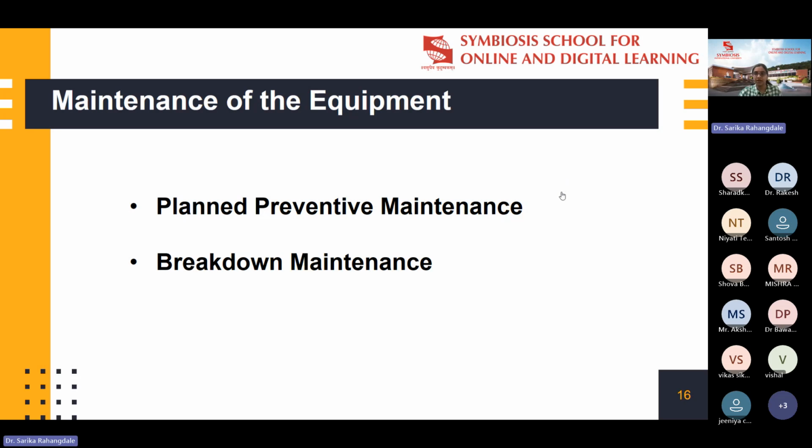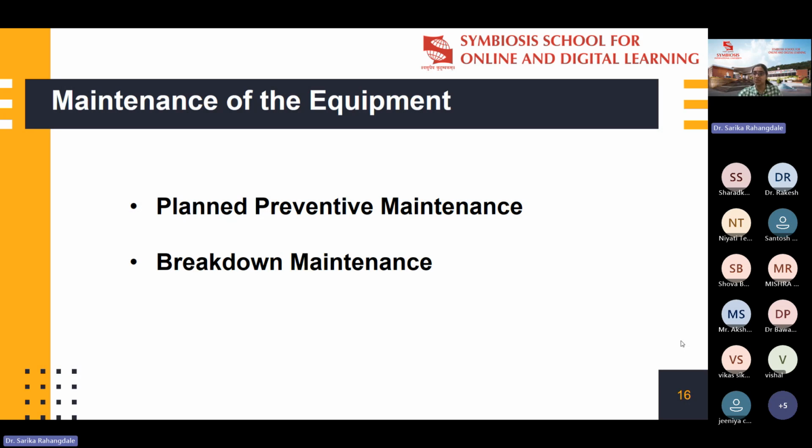Next is breakdown maintenance. The name itself shows that breakdown maintenance is usually done whenever a particular piece of equipment is in service and, while offering its service, it breaks down, right? So that service is hampered and the equipment is no longer in use for patient treatment or diagnosis.